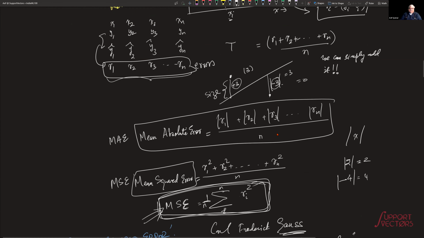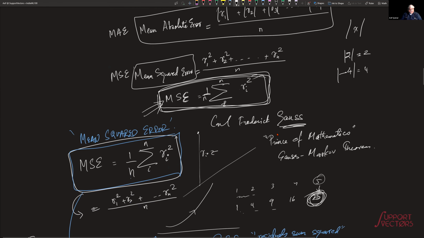And the two ways that we learned about were the mean absolute error, where you just take the absolute values of the errors, or the mean squared error, where you square the errors and you take the mean. It is the most common way of doing it, mean squared error. For many reasons, it's a preferred way.